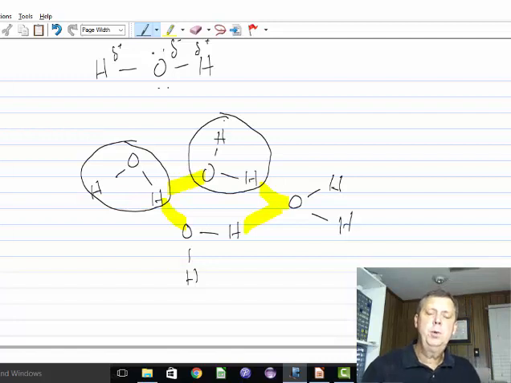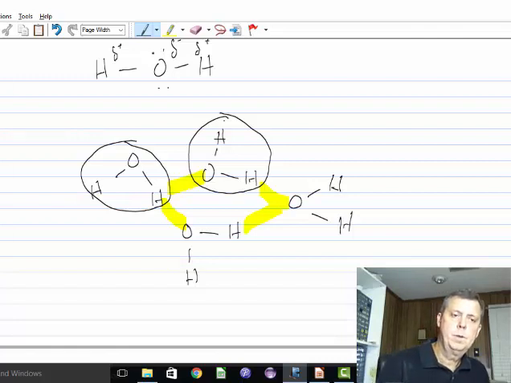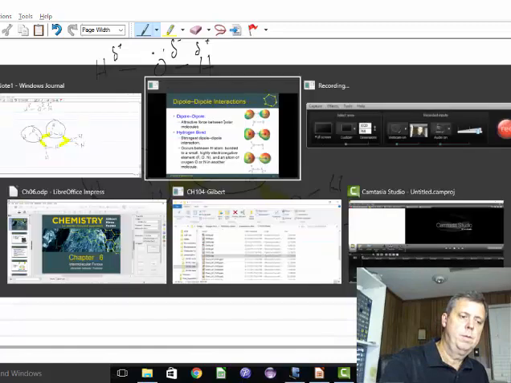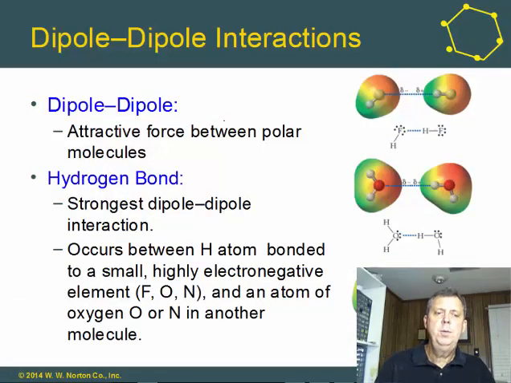Again, these intermolecular forces are weak. They're still much weaker than the covalent bonds, but it means that it takes a lot of energy to separate one water molecule from the other ones. So that's why water has a very high boiling point. So that's really what's mentioned here.